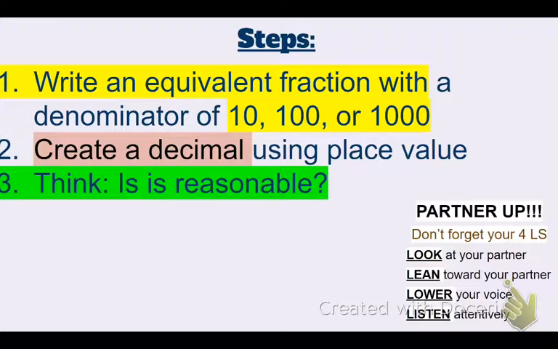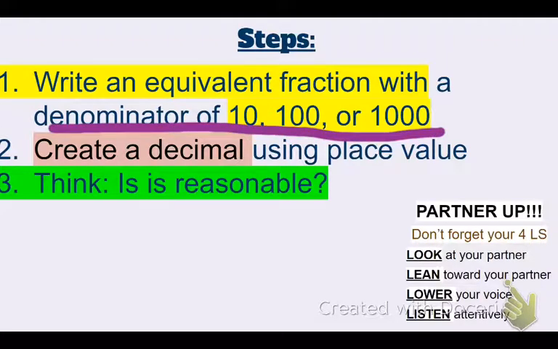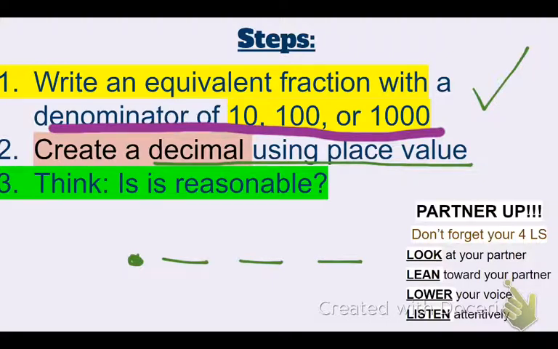The first thing we're going to do today is write a fraction, and we're going to make that fraction have a denominator of 10, 100, or 1,000. Once we get that denominator to equal 10, 100, or 1,000, we can create an equivalent decimal using that place value, right? Tenths, hundredths, thousandths. Once we have that fraction with that denominator, it'll be much easier to create a decimal that's equal. Finally, is it reasonable? Does it make sense where you put your numbers? Do they allow the two values to have the same worth?